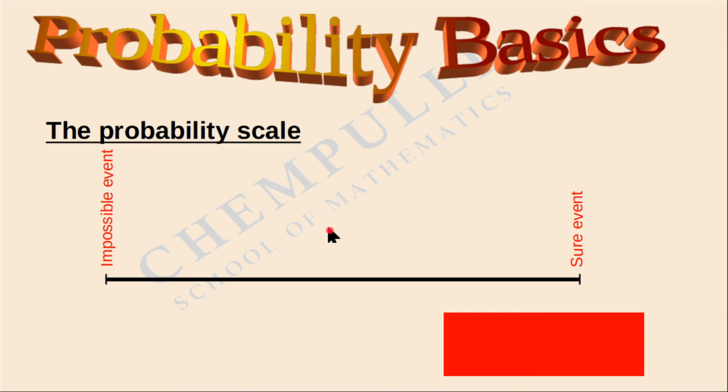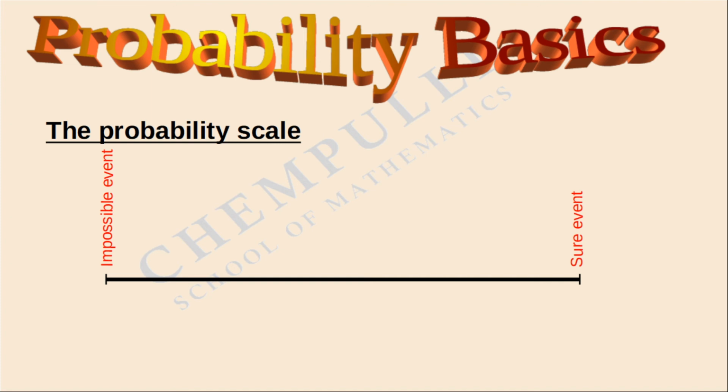That is, the chance is more. Which case is the chance more? Sure event case, the chance is 100%, we will get that one. In the sure event case the probability is 1 and in the impossible event case the chance is not there. That is, the chance is 0. We are taking this point as 0 and this one as 1. That means the probability always lies between 0 and 1. The minimum value is 0 and the maximum value of the probability is 1.